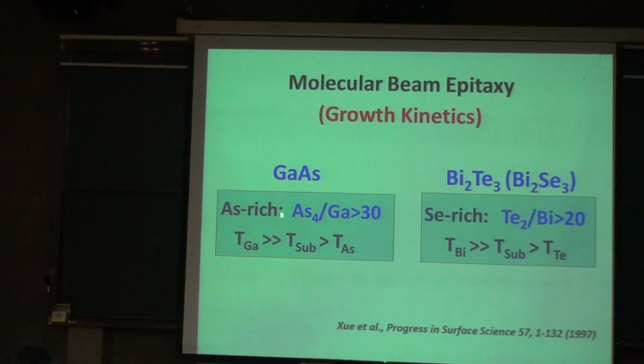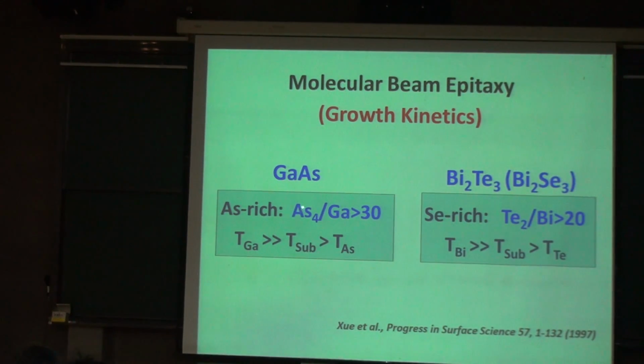In the case of gallium arsenide, we use a very high arsenic-rich condition. Typically, in standard MBE groups for gallium arsenide, this flux ratio is around 50. The reason is, with this kind of very arsenic-rich growth condition, we still get very high quality gallium arsenide. The reason is this three temperature criteria. The substrate temperature is higher than the temperature of the arsenic source, but much lower than the source of gallium.